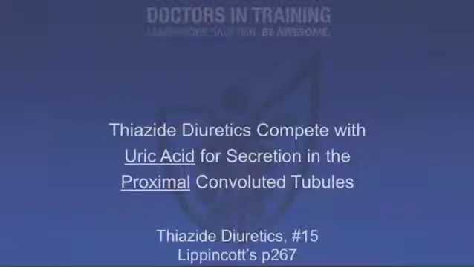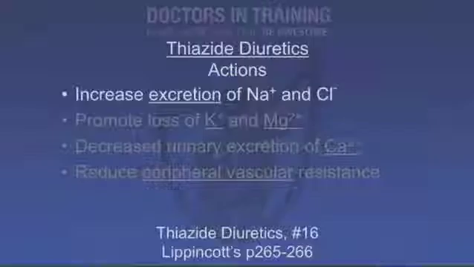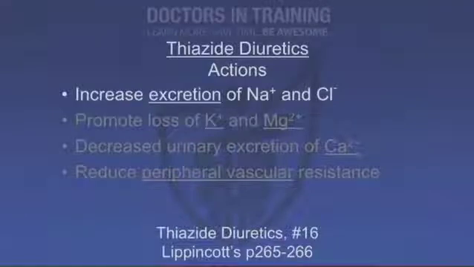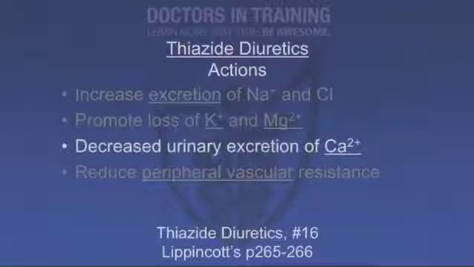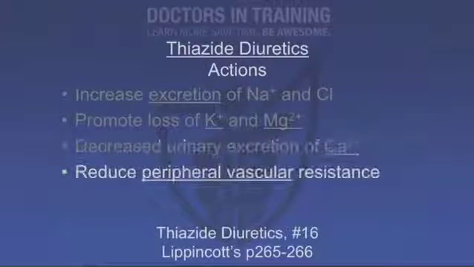What bears mentioning here is that from a pharmacokinetic standpoint, thiazide diuretics compete with uric acid for secretion in the proximal convoluted tubule, and that's how they can induce hyperuricemia. To summarize how they work, thiazide diuretics will increase excretion of sodium and chloride. They'll promote loss of potassium and magnesium via the urine, and you'll also get a decreased urinary excretion of calcium. Finally, the one other nice effect of thiazide diuretics is that they tend to reduce peripheral vascular resistance. So they tend to be useful in things like congestive heart failure and hypertension.